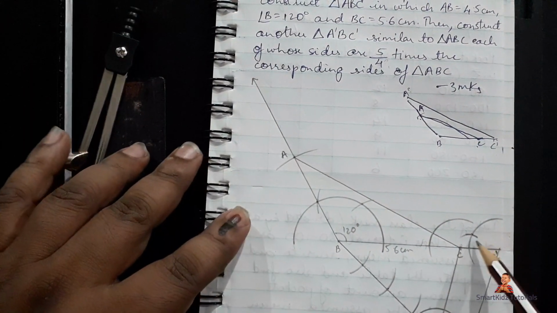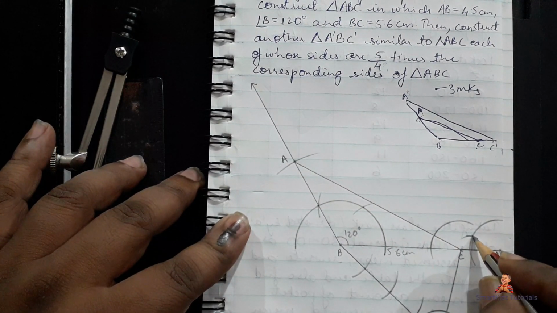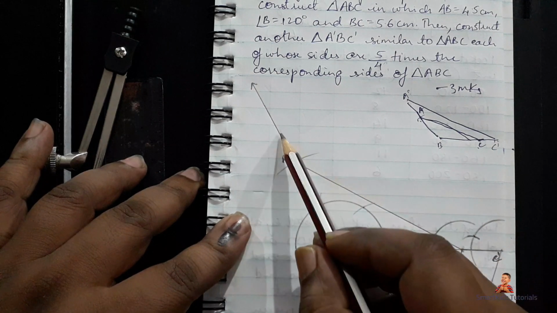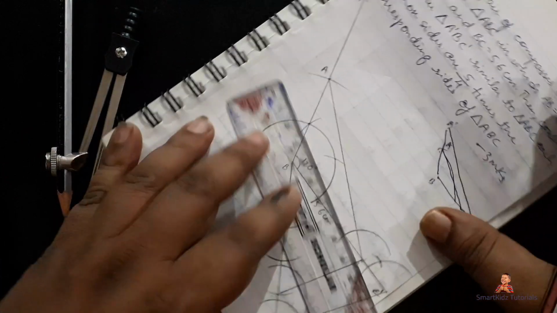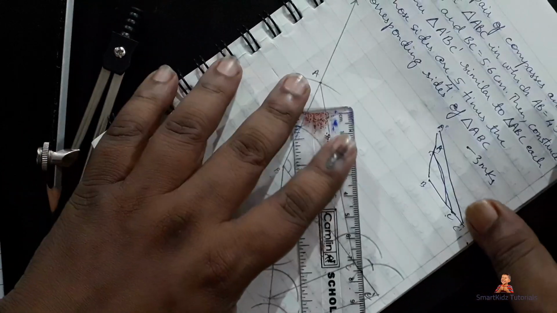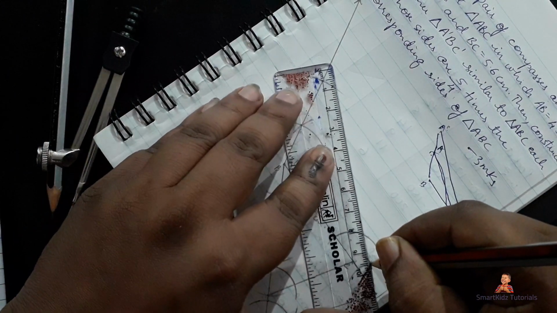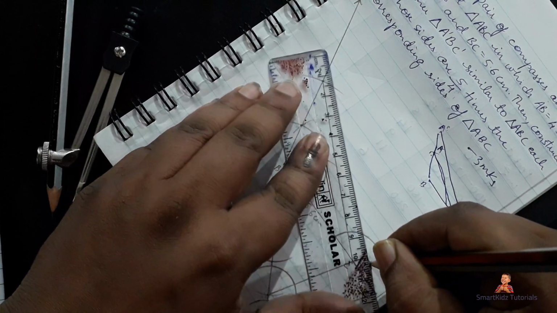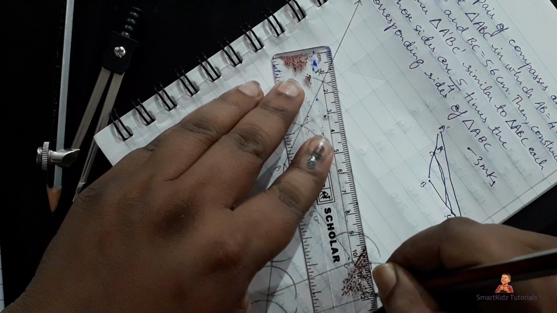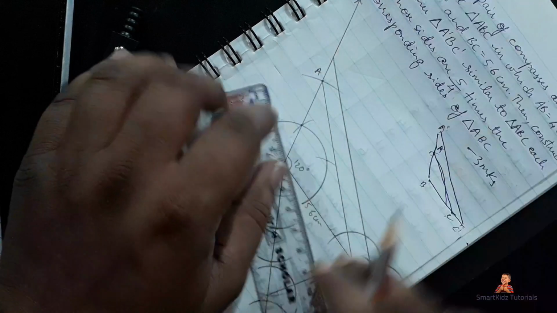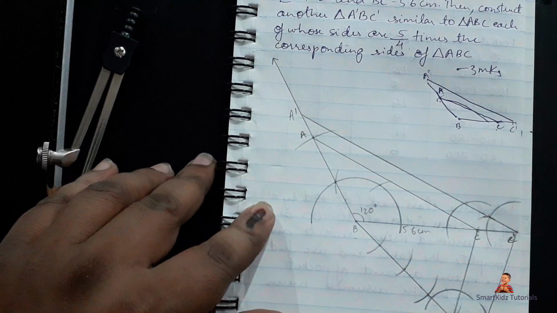Now that we have got the two arcs to intersect, we choose this point and we need to draw a line from the C dash passing through this point of intersection, reaching all the way up to this line where we'll get our A dash. There you go. We mark this point as A dash.